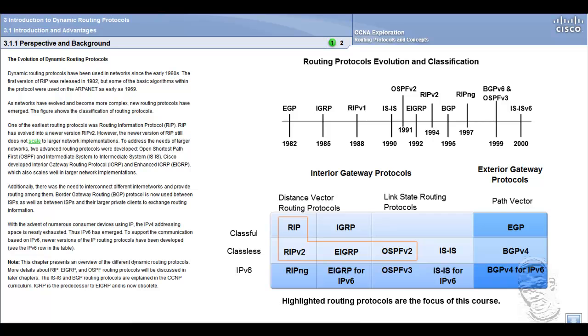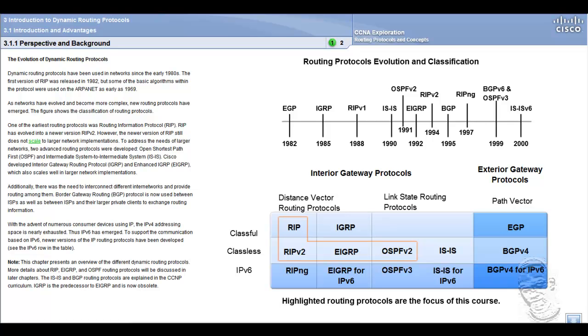The figure shows the classification of routing protocols. One of the earliest routing protocols was Routing Information Protocol, RIP. RIP has evolved into a newer version, RIPv2. However, the newer version of RIP still does not scale to larger network implementations. To address the needs of larger networks, two advanced routing protocols were developed: Open Shortest Path First, OSPF, and Intermediate System to Intermediate System, IS-IS. Cisco developed Interior Gateway Routing Protocol, IGRP, and Enhanced IGRP, which also scales well in larger network implementations.